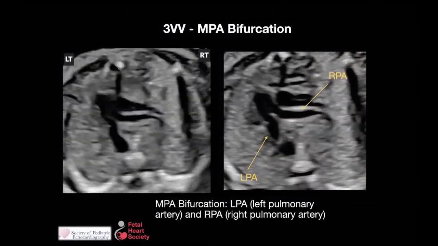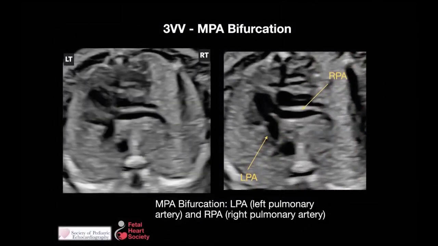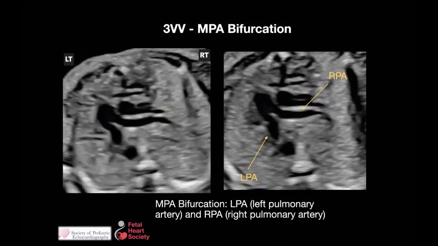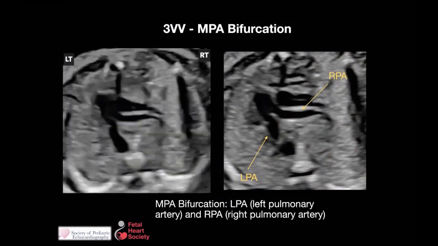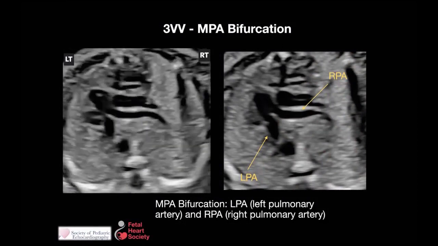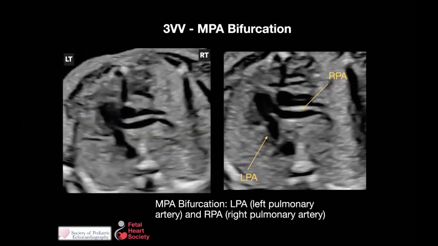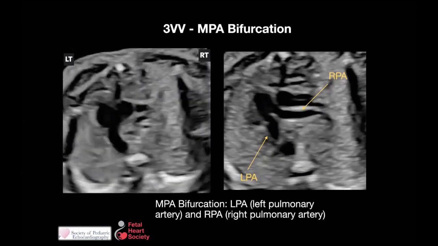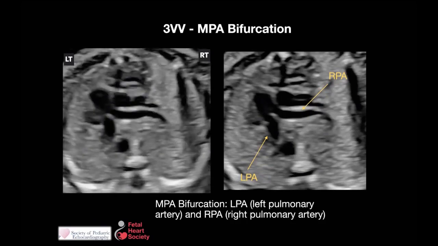And with the 3-vessel view, main pulmonary bifurcation, just a few millimeters below the 3-vessel ductal arch view, we're actually able to identify also the main pulmonary artery branches, such as the left pulmonary artery that we see here and the right pulmonary artery.